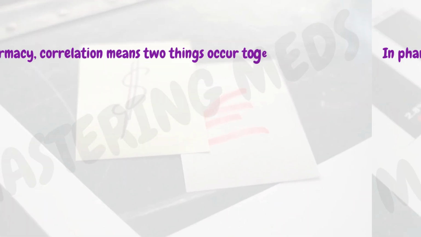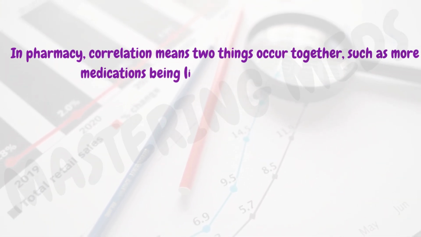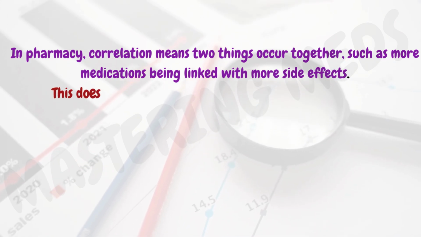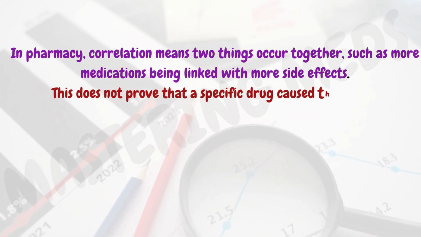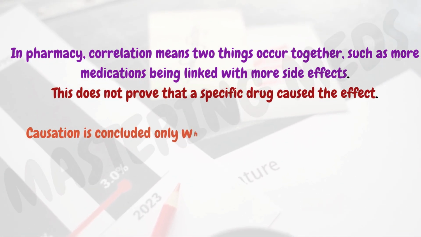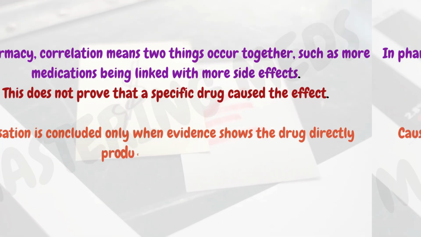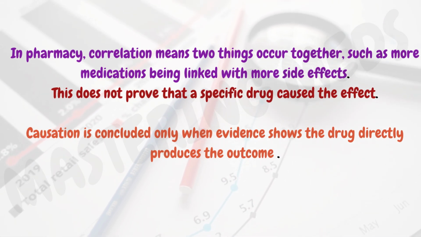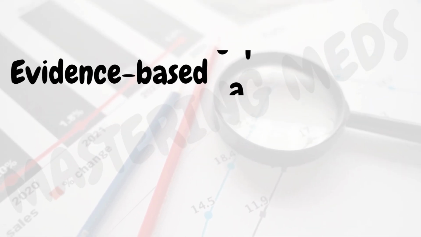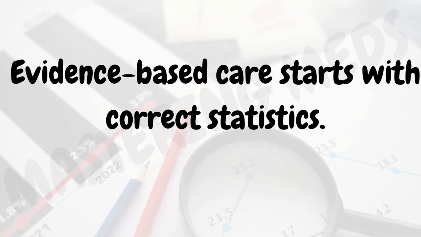In pharmacy, correlation means two things occur together, such as more medications being linked with more side effects. This does not prove that a specific drug caused the effect. Causation is concluded only when evidence shows the drug directly produces the outcome. Evidence-based care starts with correct statistics.